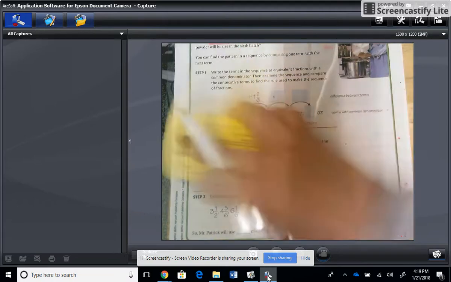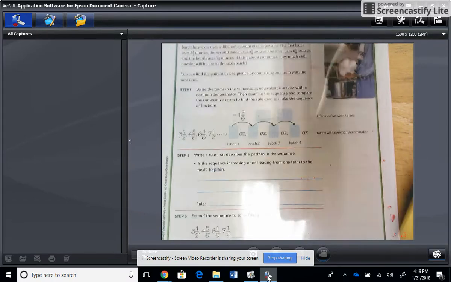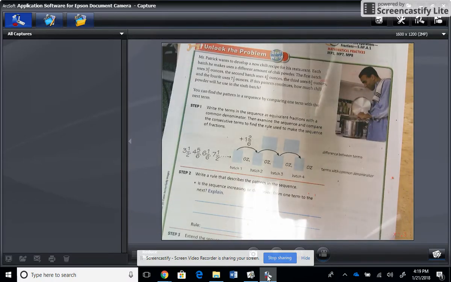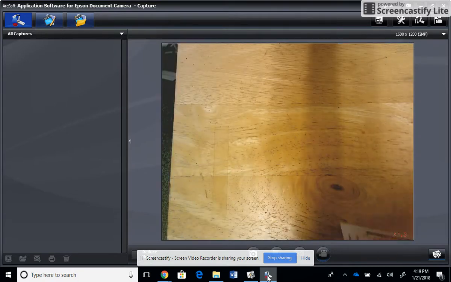Okay, so a lot of work. Takes some persistence, but can you rock this? Yes, you can. All right, let's look at the next one.